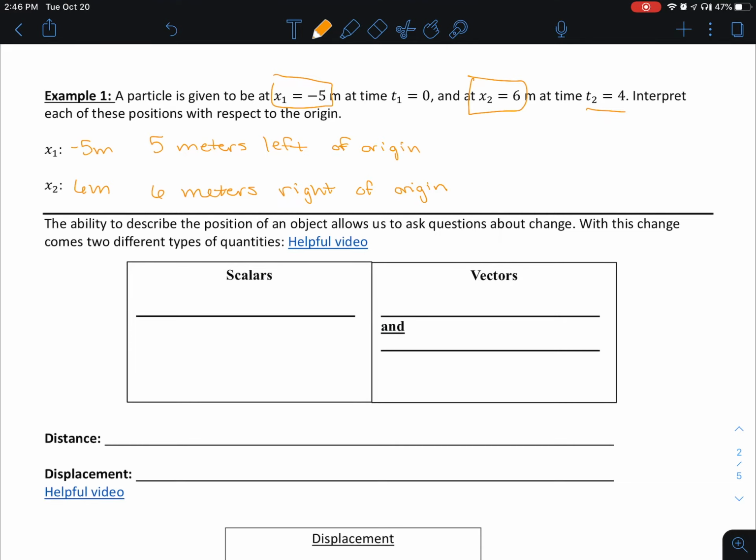All right, so there are two things. There are scalars, which are a little more simple, and then vectors, which are a little more involved. If we are talking about a scalar item, we're just talking about the magnitude. Like how big is it?